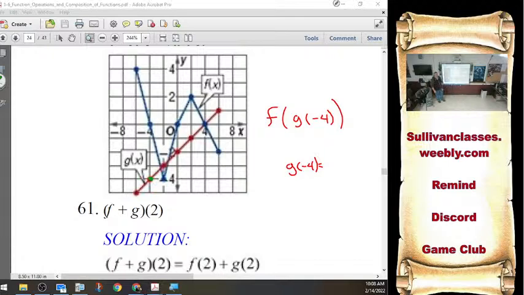g of -4. When I plug -4 into the g function, I get -4. So if g of -4 is -4, stick a -4 into f. -4 in the f function, 0. Chain it together. Okay?